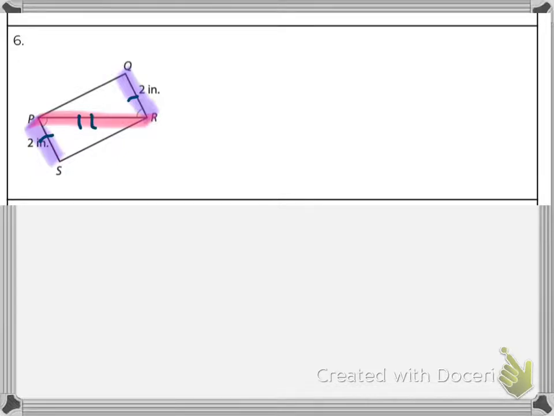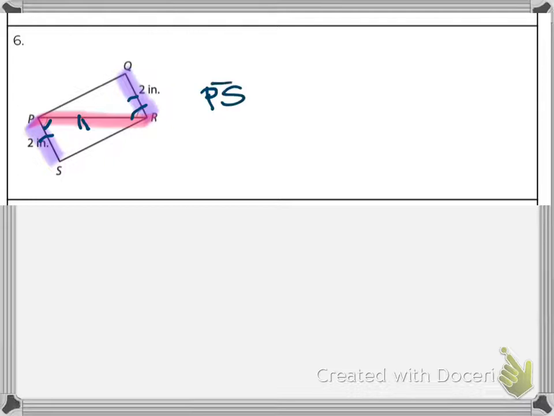So let's check now the included angle. The included angle would be the angle formed by these two sides I have highlighted. So that is this one. The included angle of the second triangle would be this angle here, since it's formed by those two highlighted sides. And they are marked congruent.